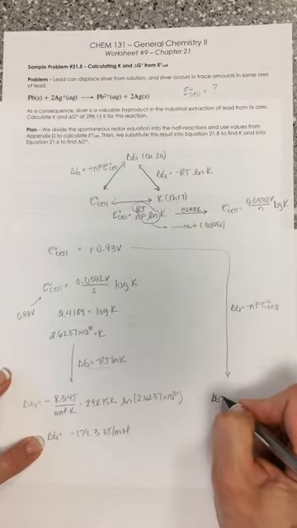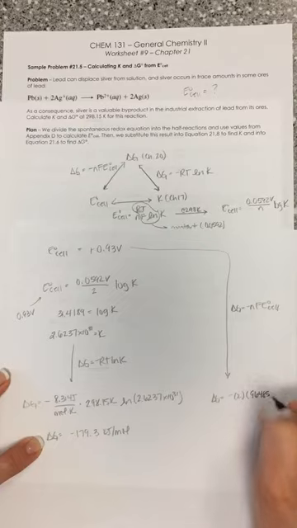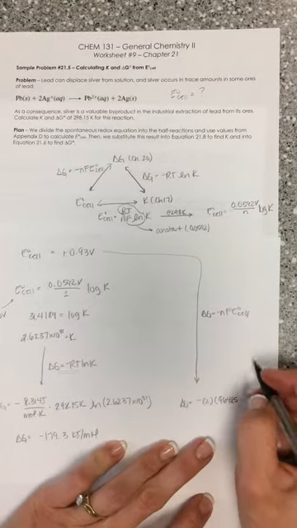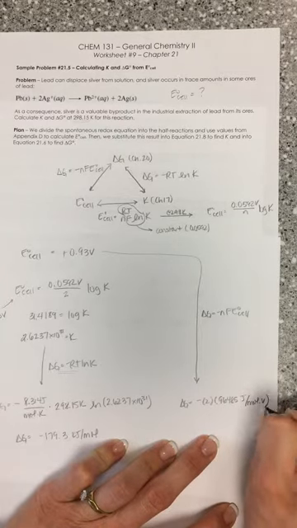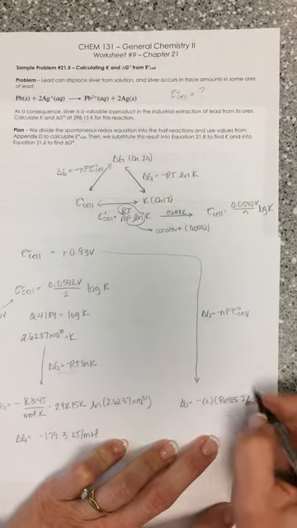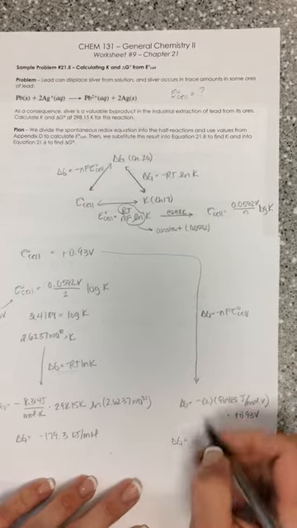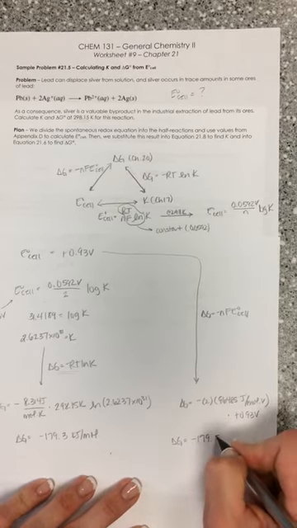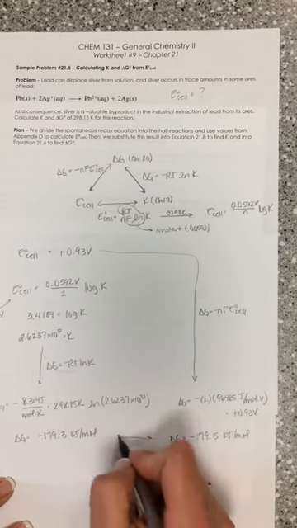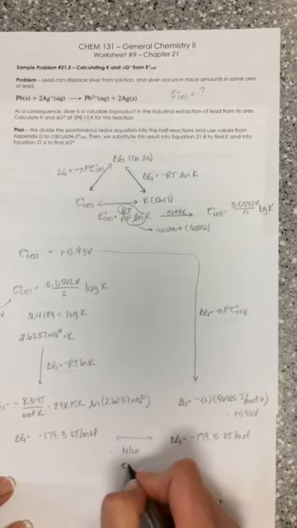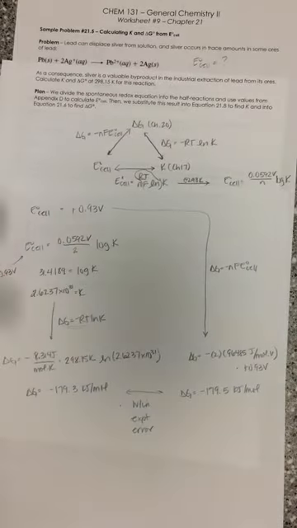So in that case, delta G is going to be equal to minus 2 times 96,485 joules per mole volt times our E cell, which is positive 0.93 volts. And in this case, delta G will equal minus 179.5 kilojoules per mole. So within experimental error, these guys are the same value.